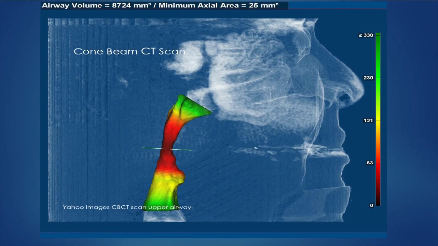So that may be an indication to send our patients for a cone beam CT scan to see if the obstruction is elsewhere besides the velopharynx. The point is that we can better predict that our oral appliances will have the desired effect to open the airway if the obstruction is at the level of the velopharynx.